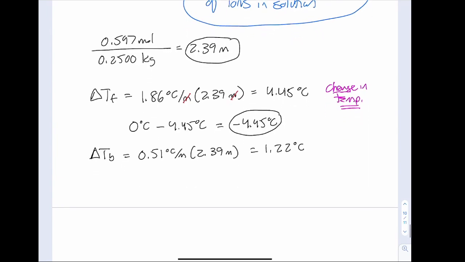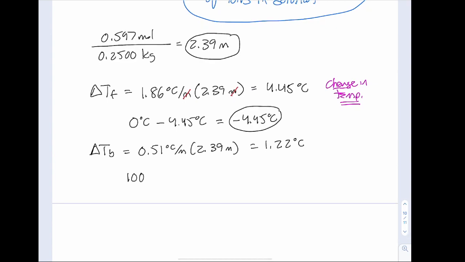So once I have that, I need to add it. And we know to add because we know that boiling points of solutions are higher, right? They're elevated. So I have 100 degrees Celsius. I'm going to add to it 1.22 degrees Celsius. And I get 101.22 degrees Celsius.